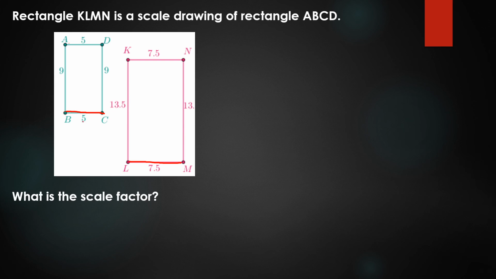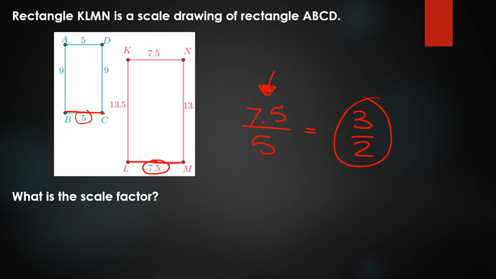So again, my original image is 5. My scaled image is 7.5. So I'm going to put my scale on top, 7.5 over 5. Again, type this into Desmos, and you will get that it reduces to 3 over 2. It is okay if you type it like this into your workbook. However, we want to get in the habit of always reducing our scale factors.